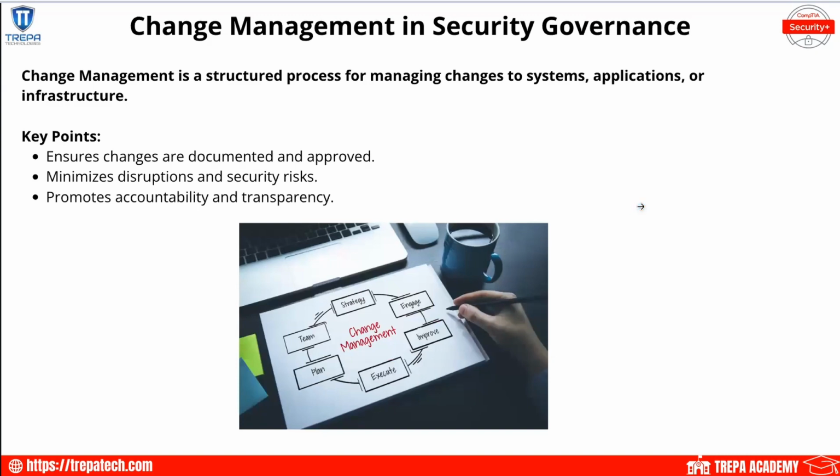Change management. Change management is a structured process for managing changes to a system, application, or infrastructure. This is going to be important in security governance. Part of change management isn't always just a senior developer saying this will work. It could be a legal team. It could be management that says, okay, this feature's good to go, as in technically it's not going to break production.